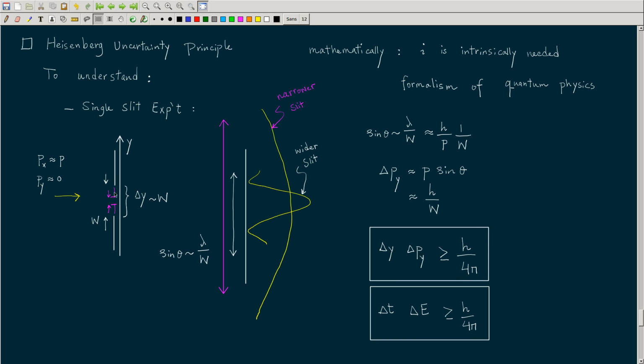But what happens when you make this slit narrower and narrower? What happens is the particles are going to end up in a wide part of the screen.